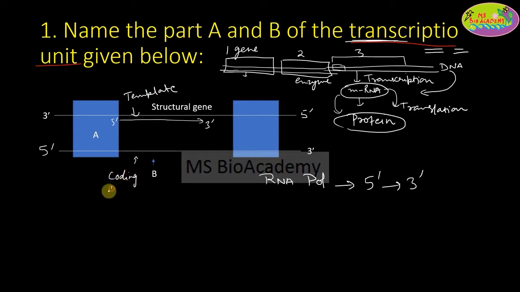And why is it called a coding strand? It is called a coding strand because its sequence is exactly similar to the mRNA which is going to be formed. The only difference is that instead of thymine, there will be uracil in the RNA. Okay, in the DNA it will be thymine. For example, if there is an ATGCT, right? So in the mRNA which is going to form from this template strand.